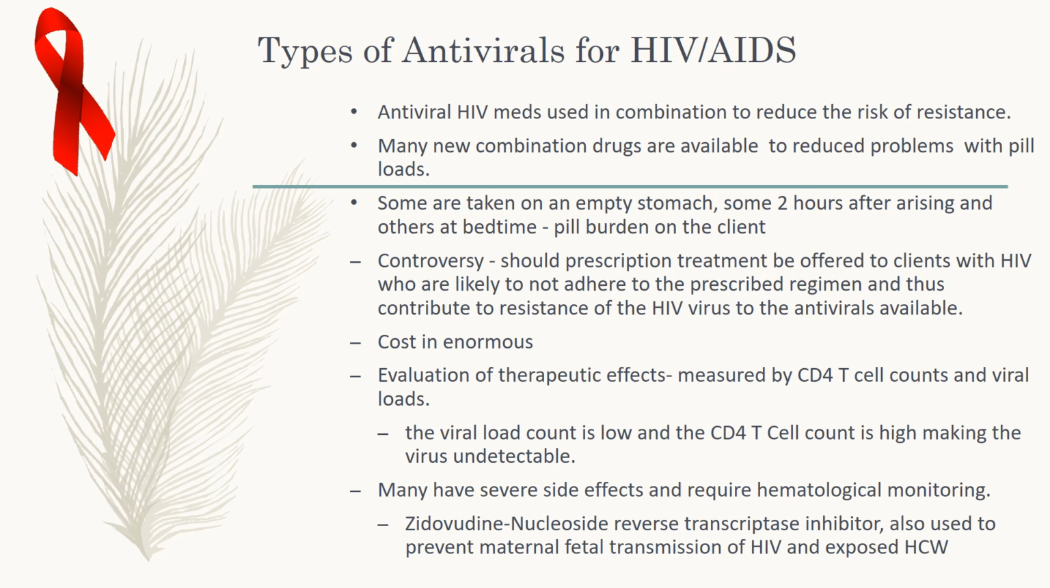The use in children and neonates is given if mom is HIV positive within 6 to 12 hours of birth, and it needs to be adjusted for renal impaired patients. The adverse effects of this, we have headache, nausea, vomiting, anorexia. Also, black box warning with this, granulocytopenia, aplastic or hemolytic anemia.